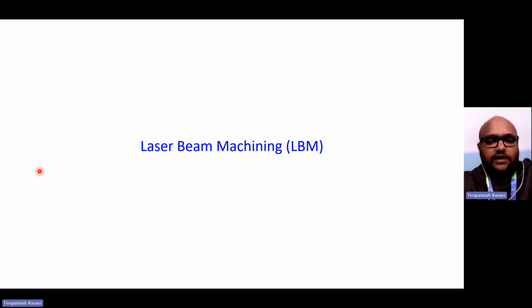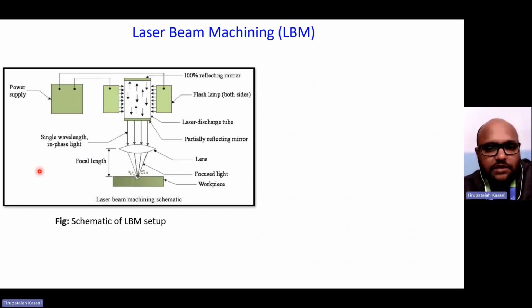Okay, that's it. And the next one is laser beam machining. Till now, in this class, this is the second, and there is one more unconventional machining process. We'll try to discuss laser beam machining. Till now we discussed electron beam machining, where highly energized electrons are used for removing the material. But in case of laser beam machining, laser beam energy is used for removing the material from the workpiece.